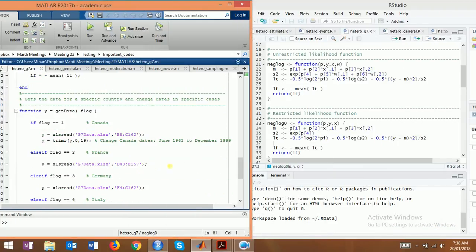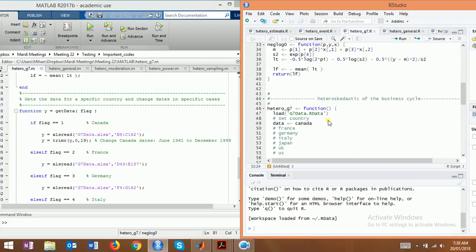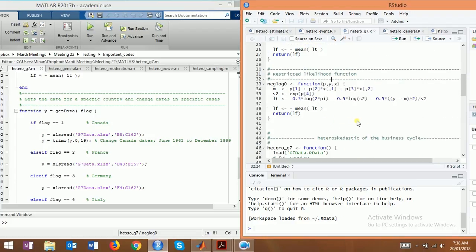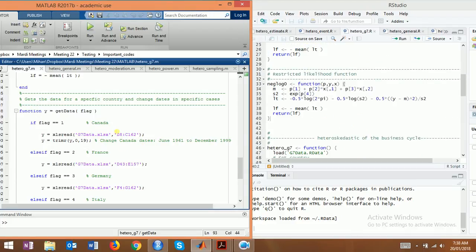Fine. Now get the data for a specific country. This is not very important, but yeah, it is nice to know. Get data is the function which will look into the flag. The input will be flag. If flag is 1, we read Canada.